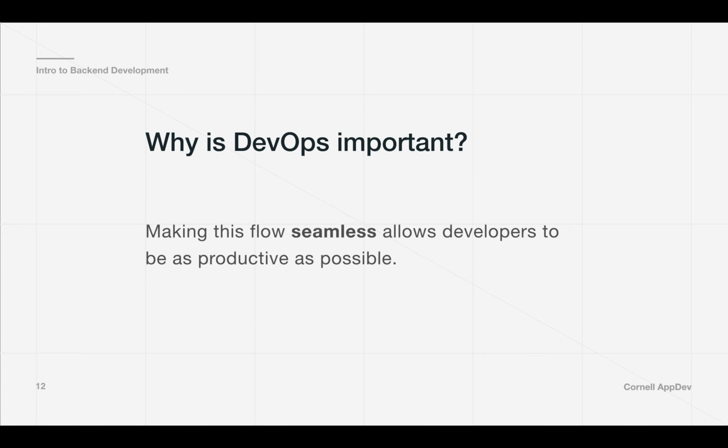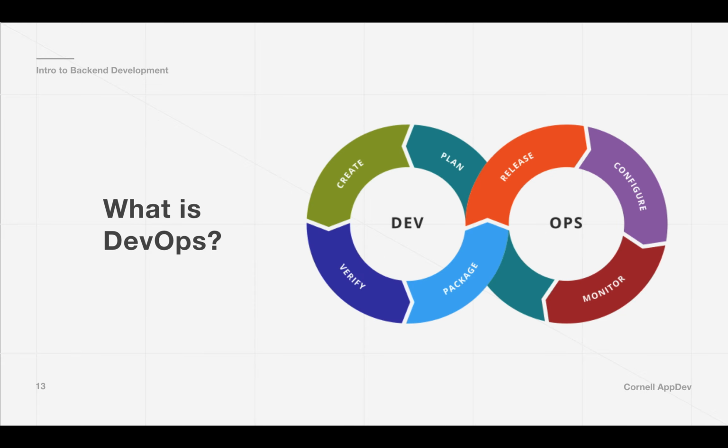Awesome, nice, great. Okay, so adding on to the previous slide, it's important because we want to make the flow of development as seamless as possible, which allows developers to be as productive as possible. And so I found this neat little diagram for DevOps.